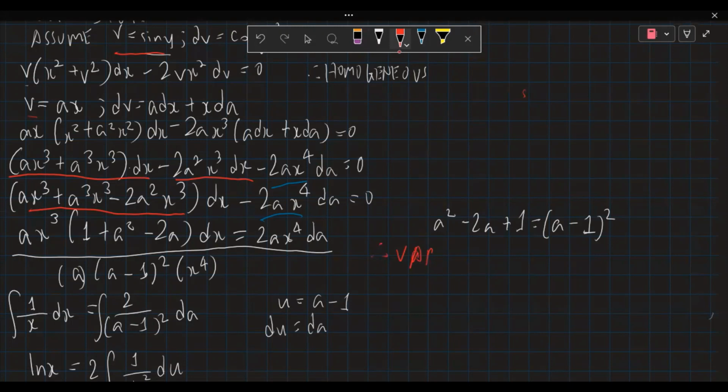As I've said, homogeneous will always result in a variable separable. It should have been BS instead. Apologies, BS.